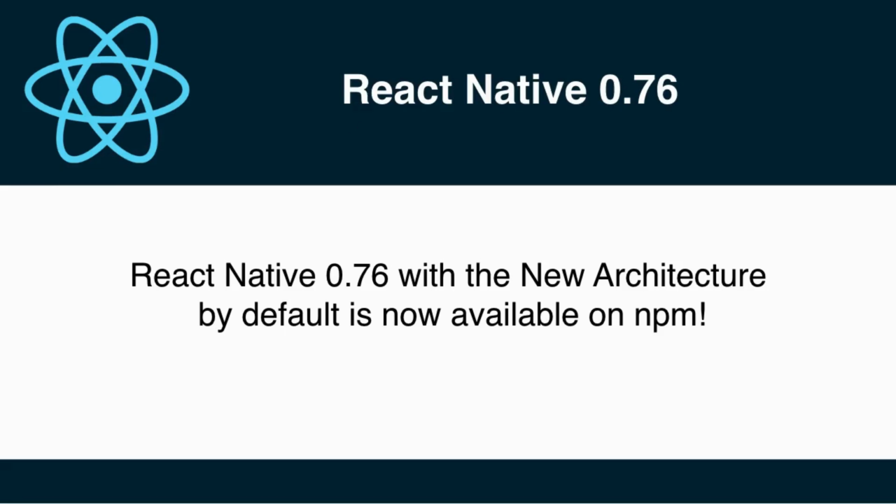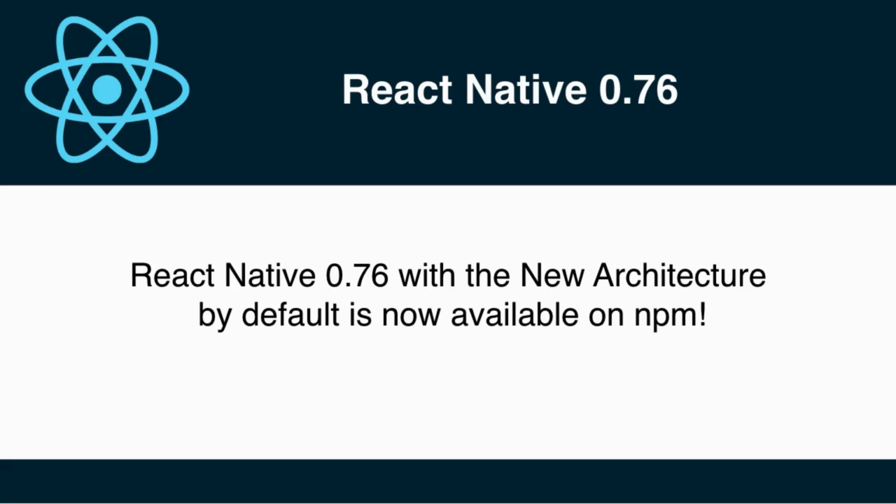React Native 0.76 with a new architecture by default is now available on NPM. The new architecture adds full support for modern React features, including Suspense, transitions, automatic batching, and useLayoutEffect. The new architecture also includes new native module and native component systems that let you write type-safe code with direct access to native interfaces without a bridge.